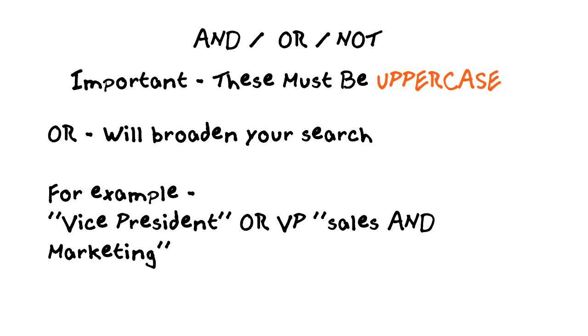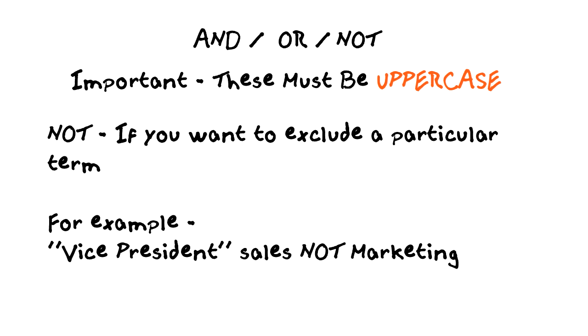The next one, OR, will broaden your search. So in this case, vice president OR VP, they both mean the same thing, sales and marketing. Because sometimes people shorten vice president to VP, this will bring results in for vice president sales and marketing or VP sales and marketing. So you'll get better results coming back as well. The last term is NOT. So this is when you want to exclude a particular term. And in this case, I look at vice president sales NOT marketing. So I only want to see vice presidents where they have sales in their title, but not marketing.